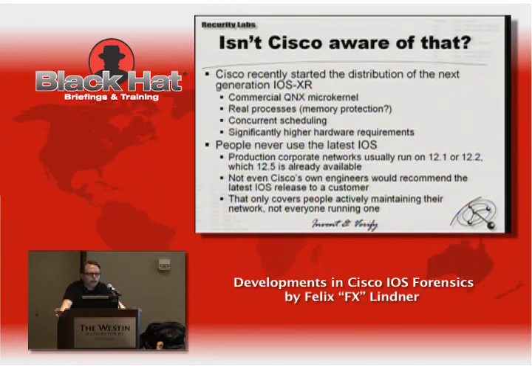So it's not fancy about inter-process protections. It's more built around fast scheduling, which is probably the reason they actually use it. But it has significantly higher hardware requirements. Not the kernel by itself, QNX is really small. But of course they put a few thousand additional features in there. So you can't run iOS XR on your existing Cisco gear that you have.